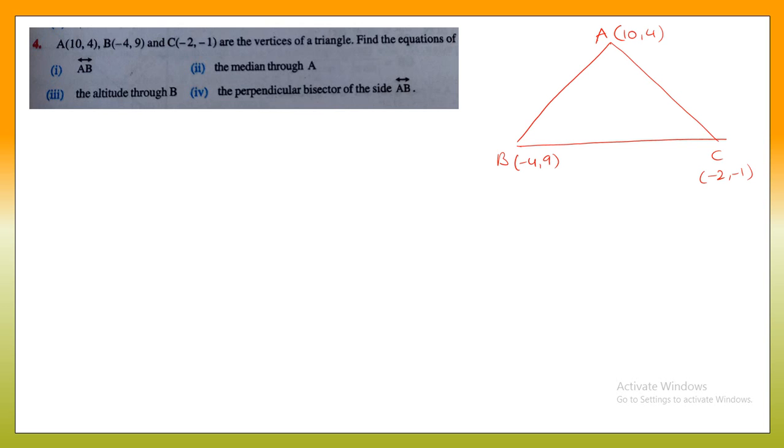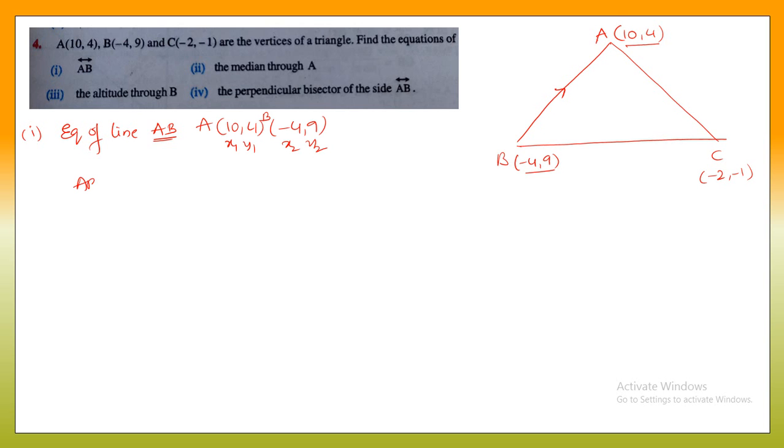Now find the equations of AB. So you need to get this line equation AB, and it is asking you to find. One by one, we are going to solve the questions, right? See here, question number 1 is asking you to find the equation of line AB. Since the vertices A and B are given, when 2 points are given, directly you can use the 2-point form. So what are the points? (10, 4) and (-4, 9). This is A and this is B. So this point is (x1, y1) and this is (x2, y2).